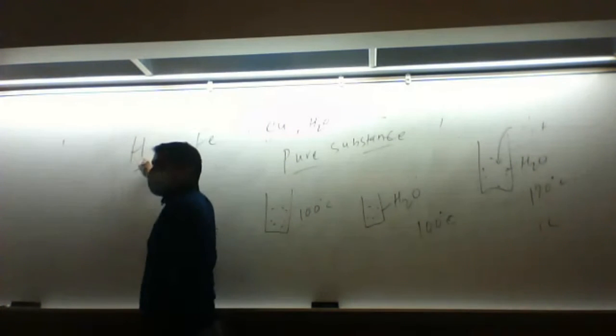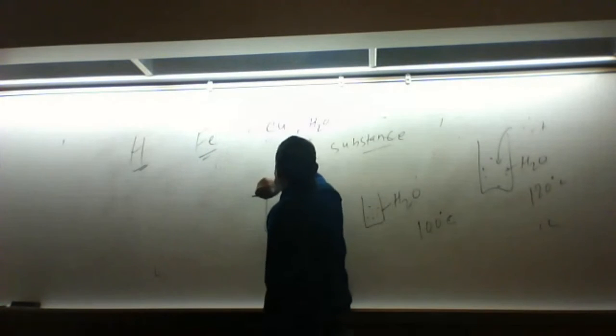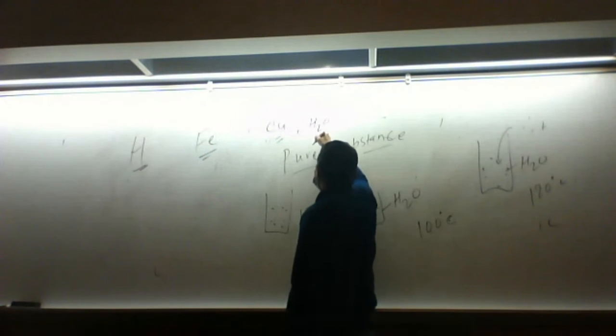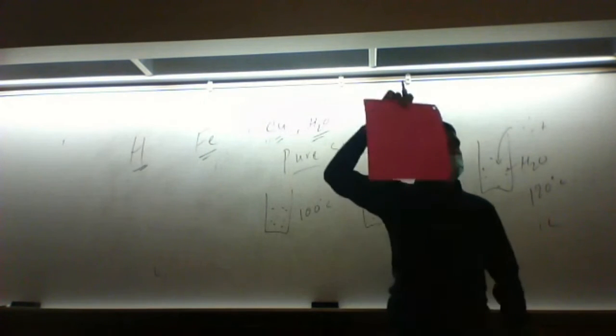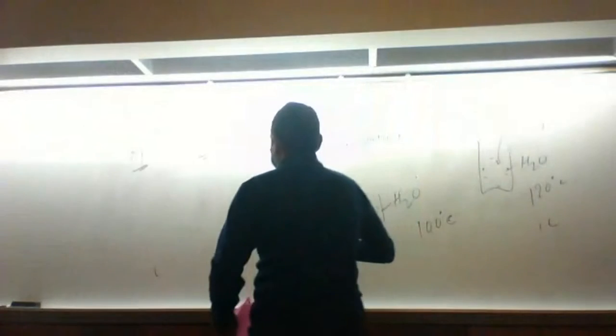So look at the periodic table. Hydrogen is in the periodic table, so this is an element. This is also an element. But this is not an element. H2O is not in the periodic table. Try to look for H2O in the periodic table. It is not there, right? So H2O is not an element. What is in the periodic table is an element, and what is not there is not an element. Make sense?